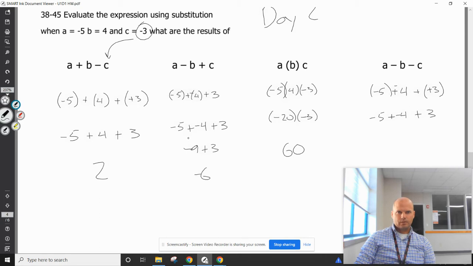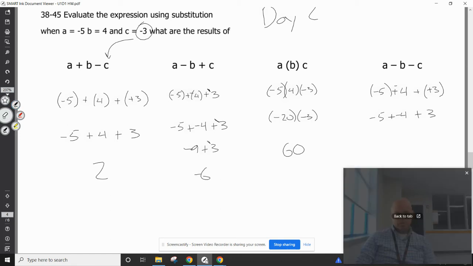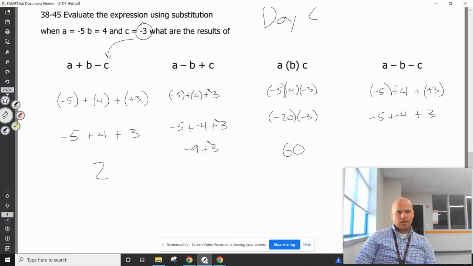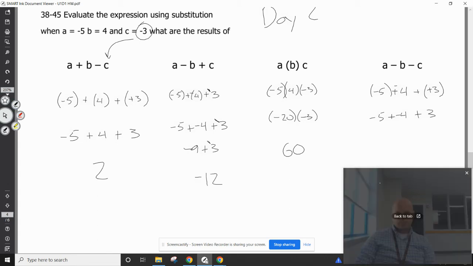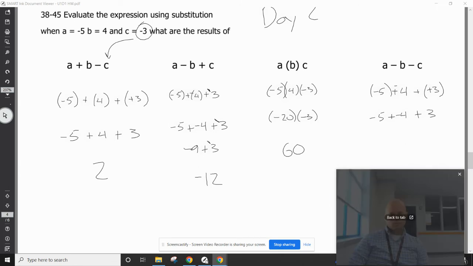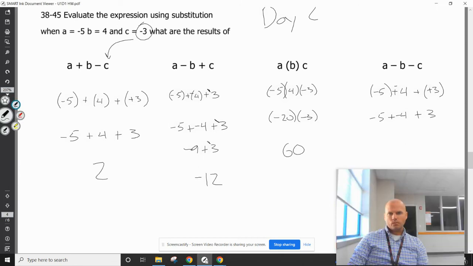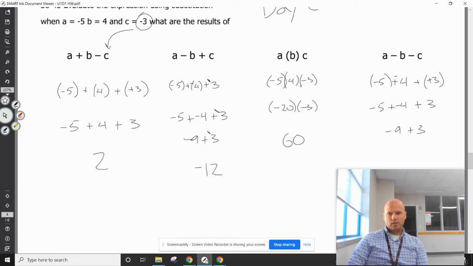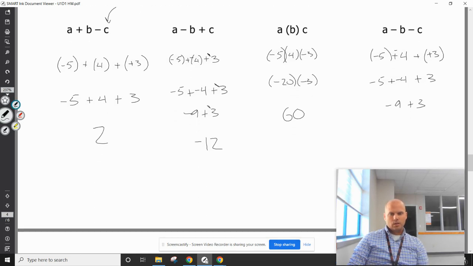How did that work out? I messed up here. My apologies. -5 minus 4 plus, this should be -3. Oops. Yo, fam. Teachers, they make mistakes too, and it's okay. This is -9 plus 3. This is -6.